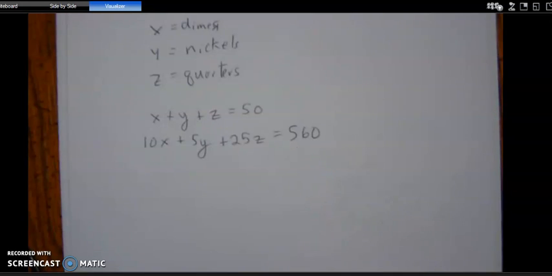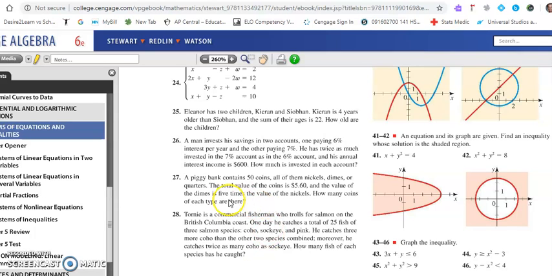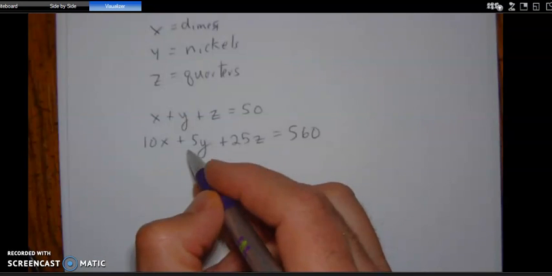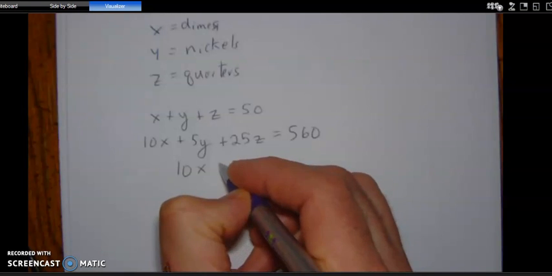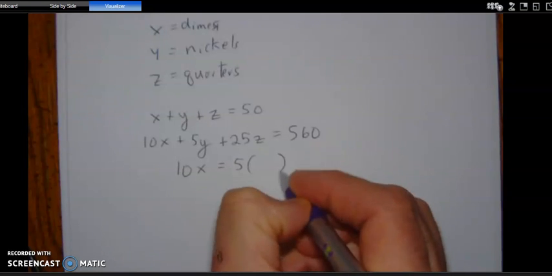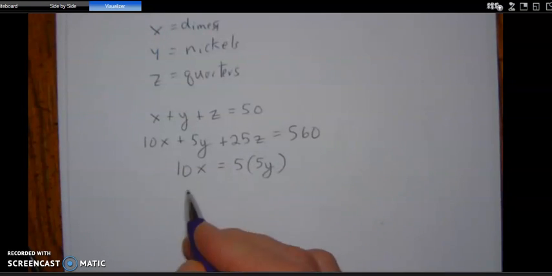And then look at this fourth one. Let's read it again. The value of dimes is 5 times the value of nickels. Oh boy. The value of dimes. So let me write it down. What I wrote down is 10x is the same as 5 times 5y. So let's read that again.